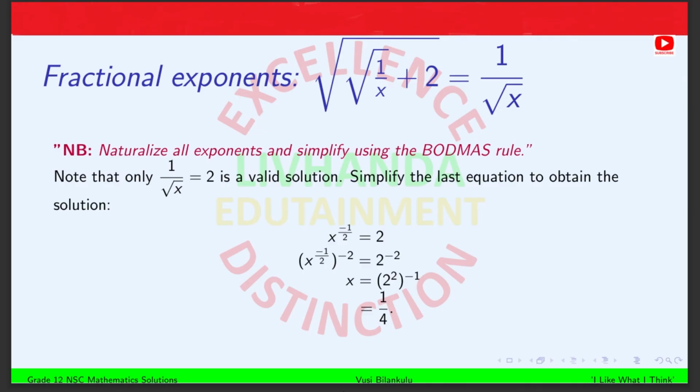Therefore, 1 over square root of x equals 2. Furthermore, this simplifies to x to the power negative 1/2 equals 2. Square both sides so that x equals 2 to the power negative 2. Therefore, x simply equals 1 over 4.